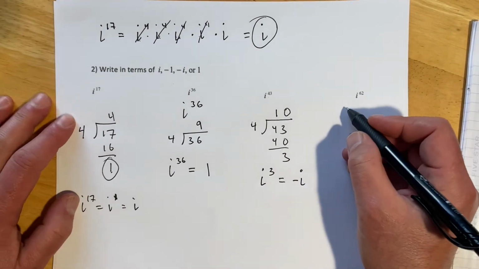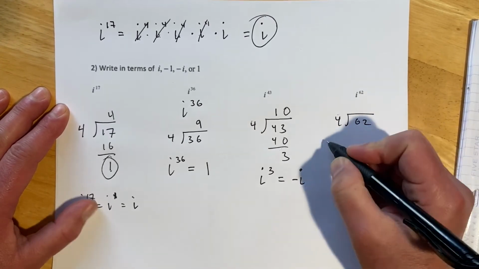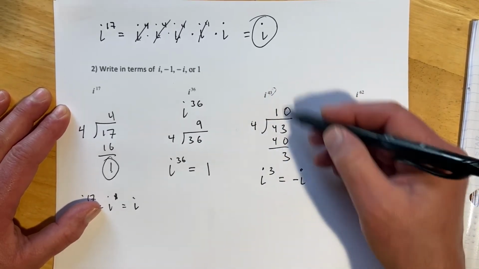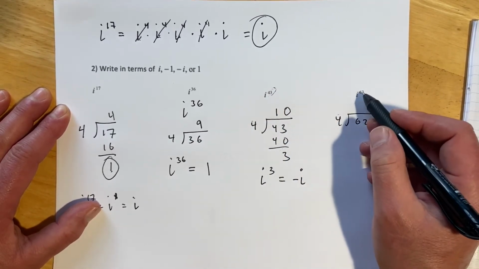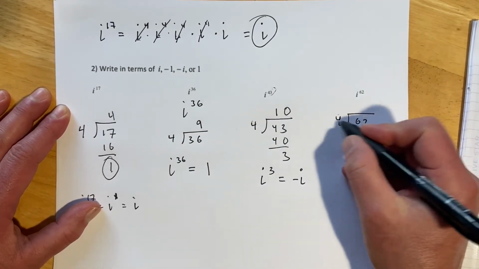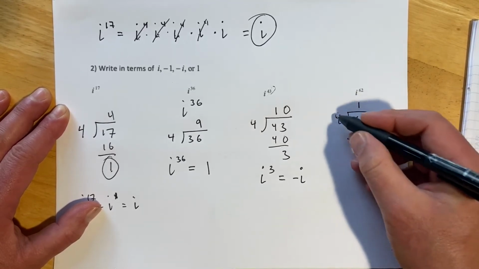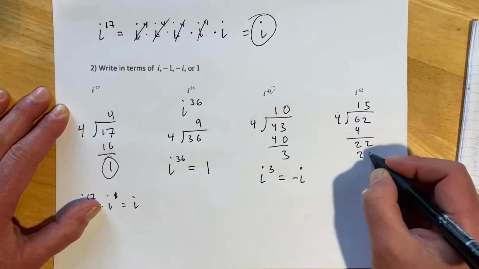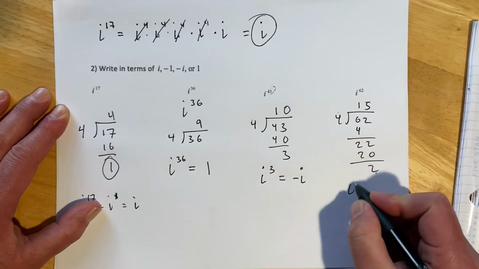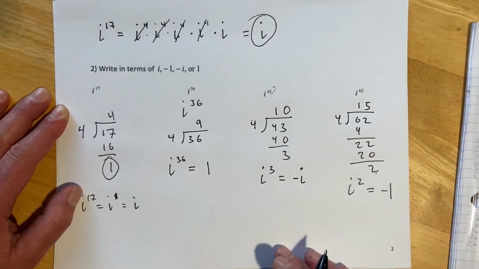And then lastly, i to the 62nd. So 4 into 62. Once you can kind of see 4 goes into 40 and there's going to be 3 left over, you don't have to do all this division. If you know 4 goes into 60, you know there's going to be remainder 2. All you care about is the remainder. I'll go ahead and show the little steps here. So we're going 22, and then this goes in 5, and so there's my remainder 2. So i to the 62nd is equivalent to i to the 2nd, which is negative 1 by definition.